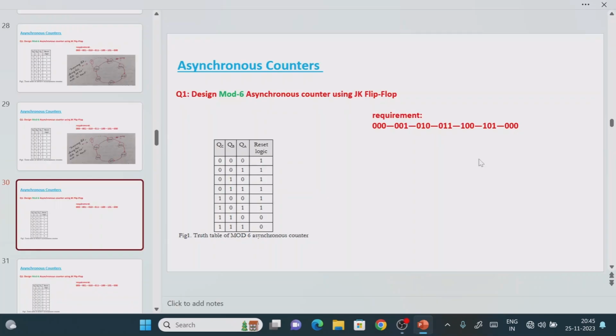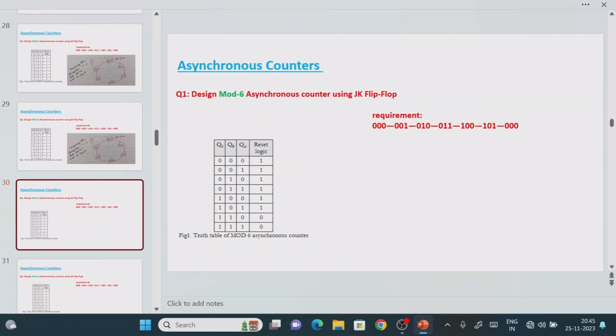Hello all, welcome back. In today's class, we'll try to design how to implement the MOD-6 asynchronous counter using JK flip-flop, right? So if J equal to 1, K equal to 1 are connected, then we can use the JK flip-flop.